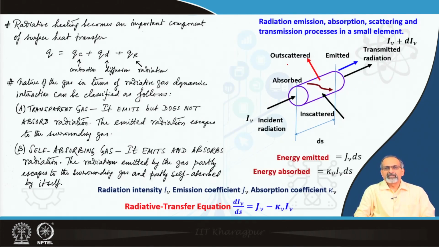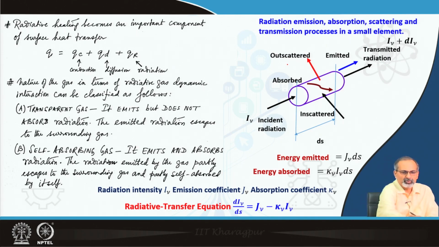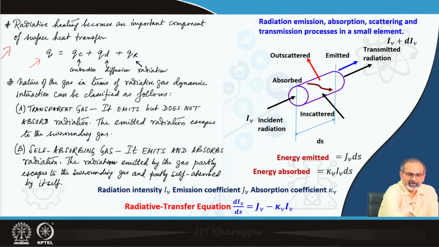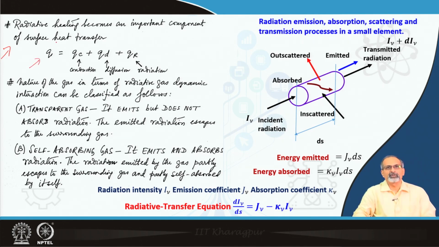We have a very simple picture over here. We will try to explain that. Before that, we go through the points written on the left. Radiative heating becomes an important component of surface heat transfer, where the Q vector would have contribution coming from conduction, diffusion and radiation. This we had introduced when we were discussing the energy equation in the previous two lectures.